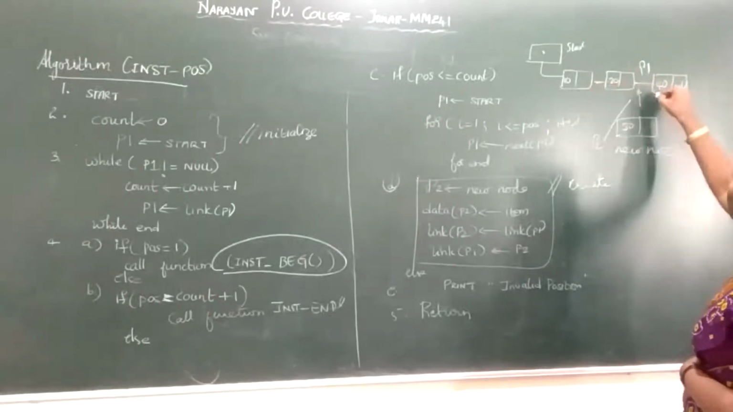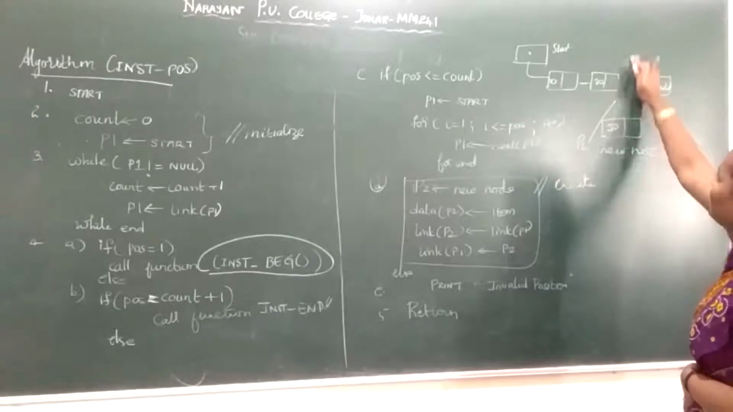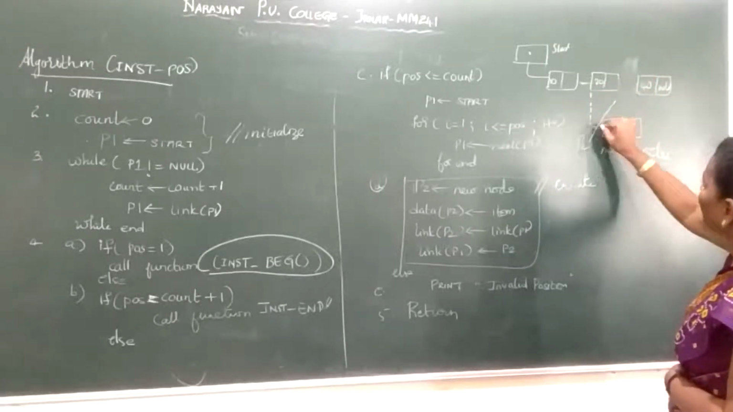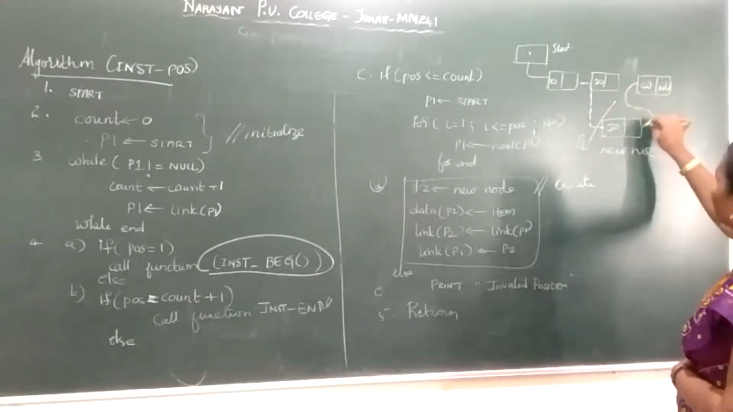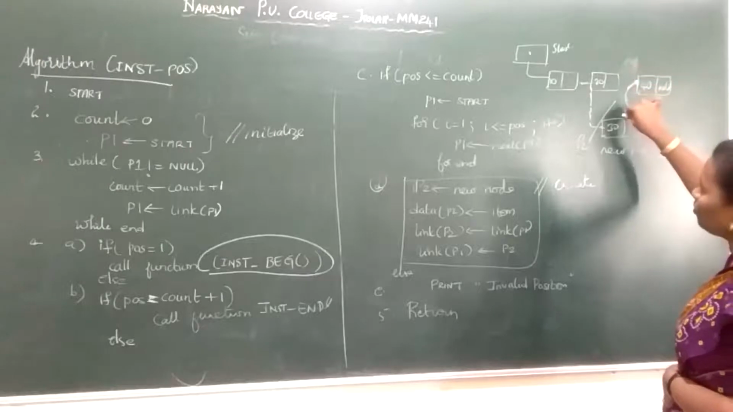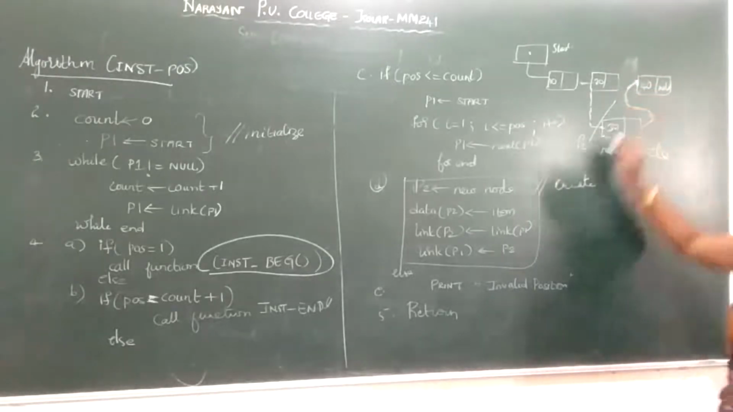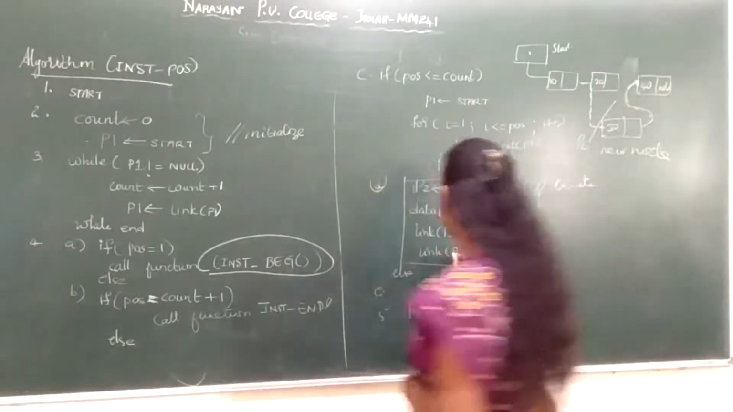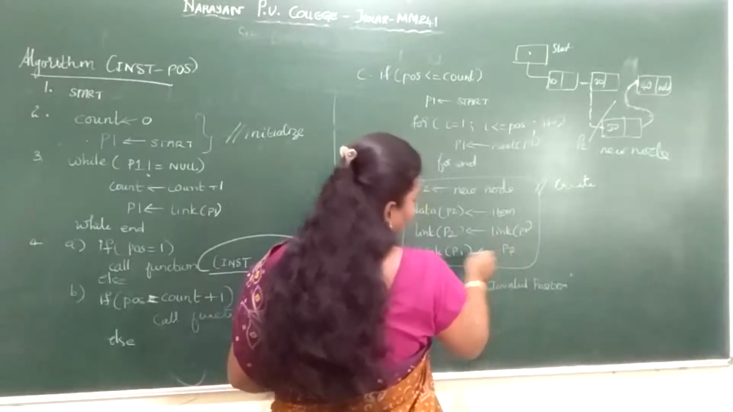Because at position 2, that is 0, 1, 2, this is where I want to point. So I remove this link, and the link will be given like this. I remove this link and link to P2, because I am mentioning the position as 2. I want to insert the element at the given position. So link of P1 I will give to P2, and then P2's link I will give to the next node.